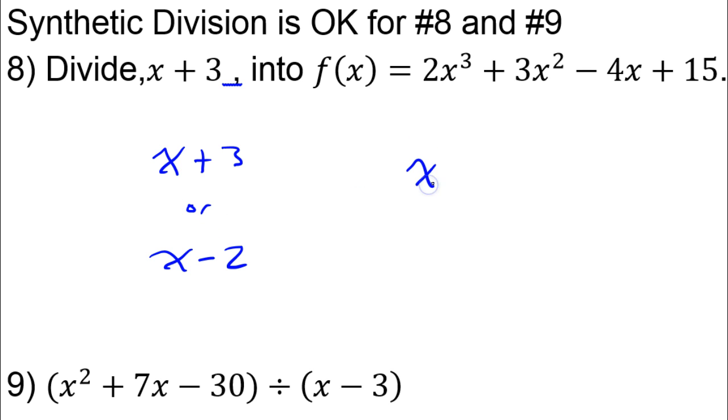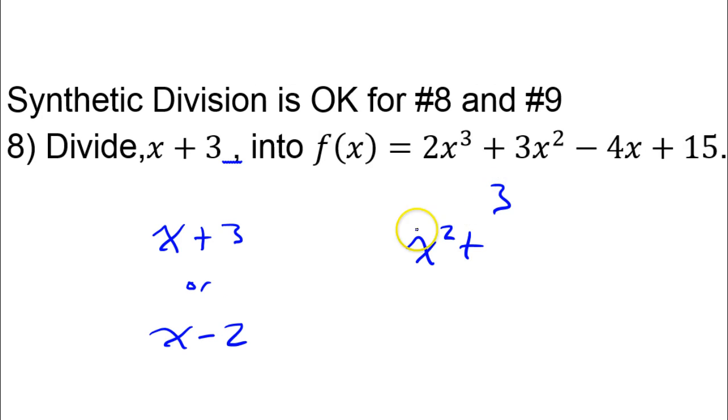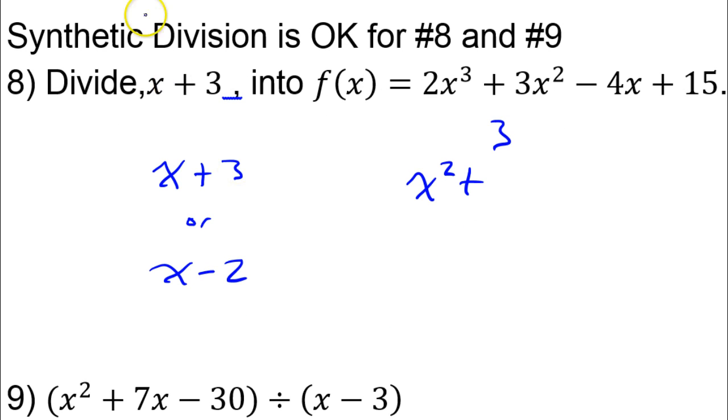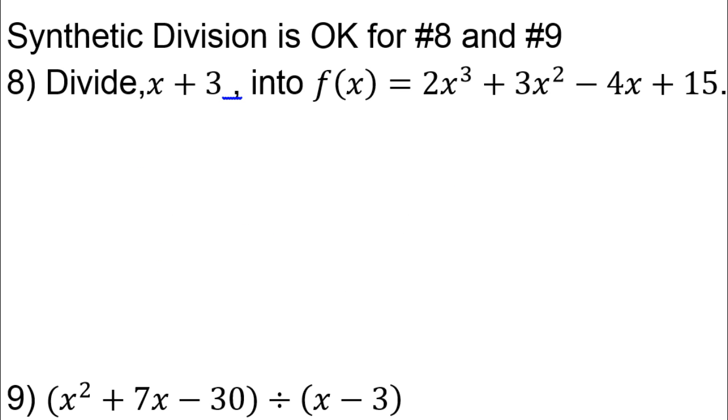If we had x squared plus 3, for example, you could not do synthetic division. It can't be squared, it just has to be x. Or let's say if I had 2x plus 3. I couldn't do synthetic division with this kind of a divisor either. It just has to be x plus 3 or x minus 2, or the number doesn't matter.